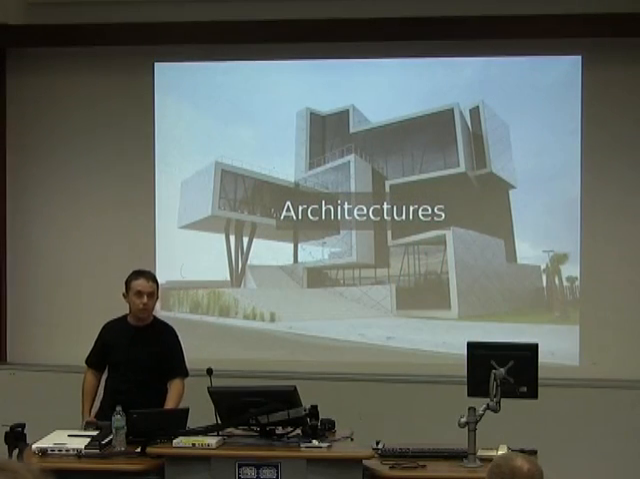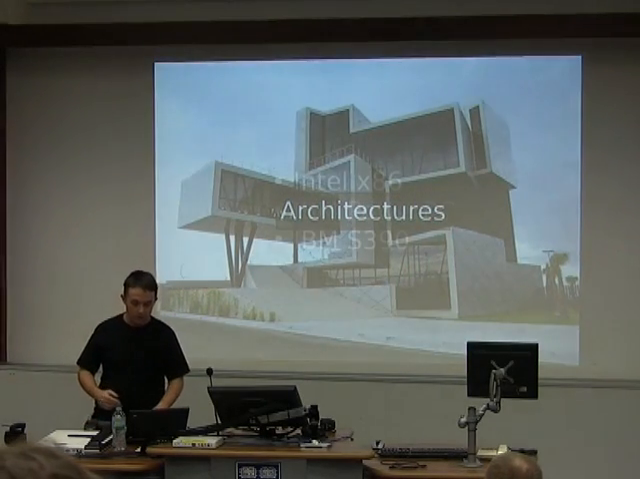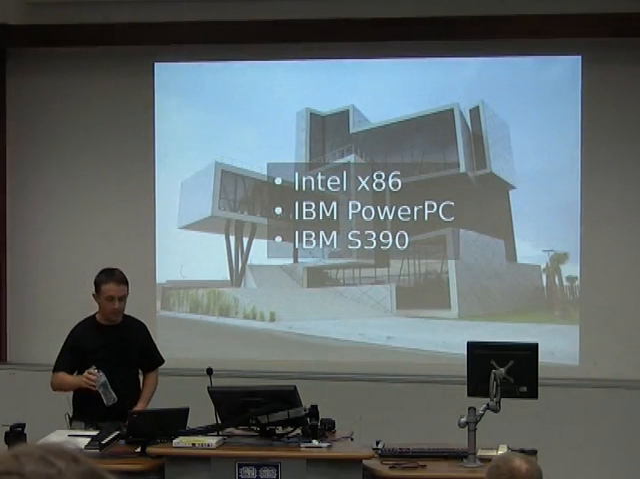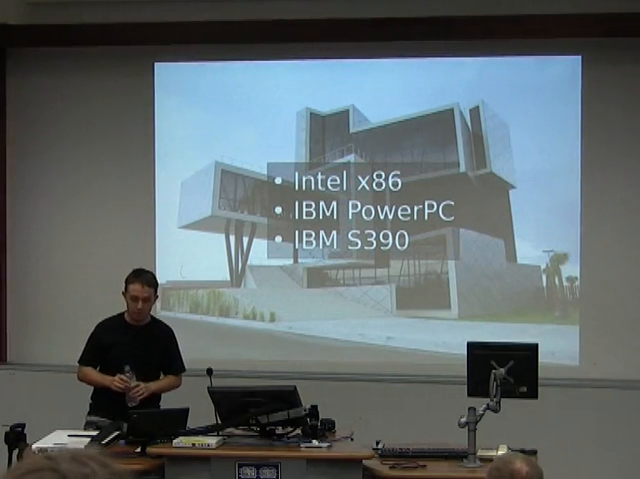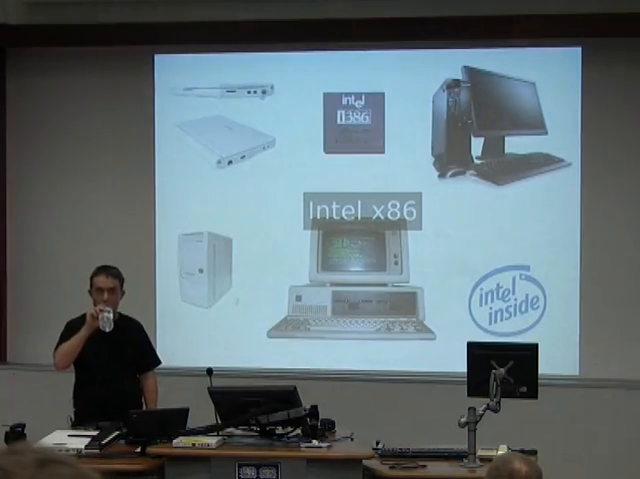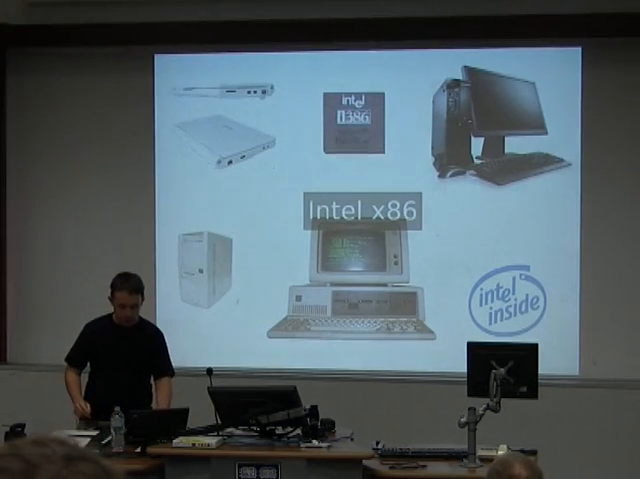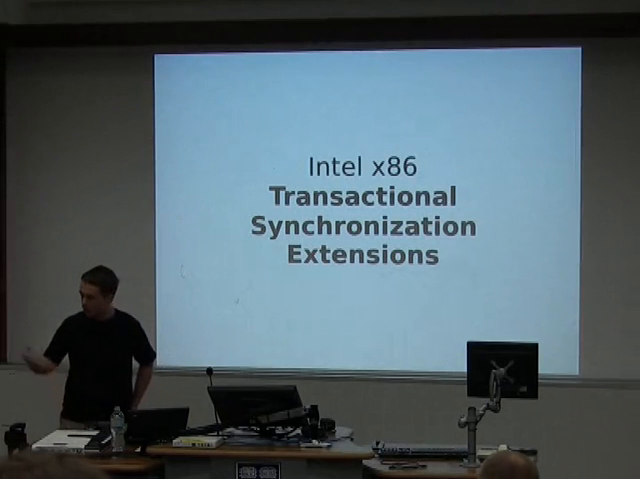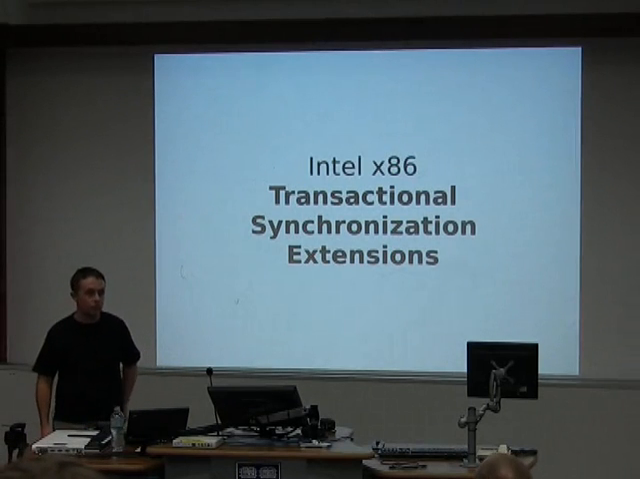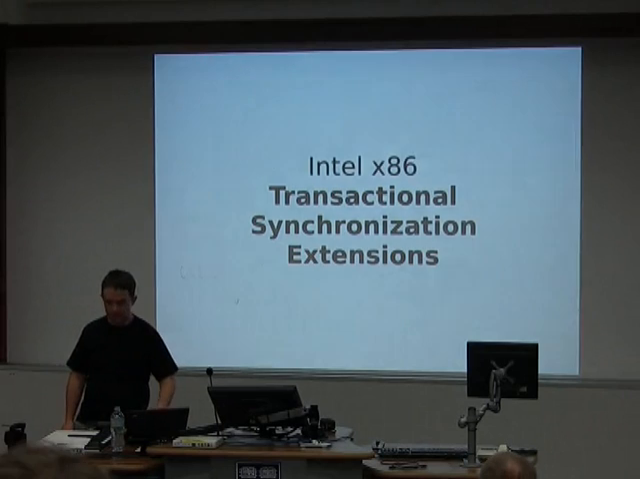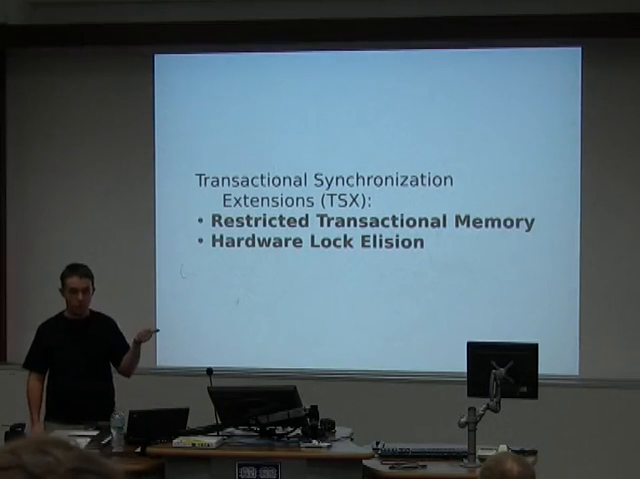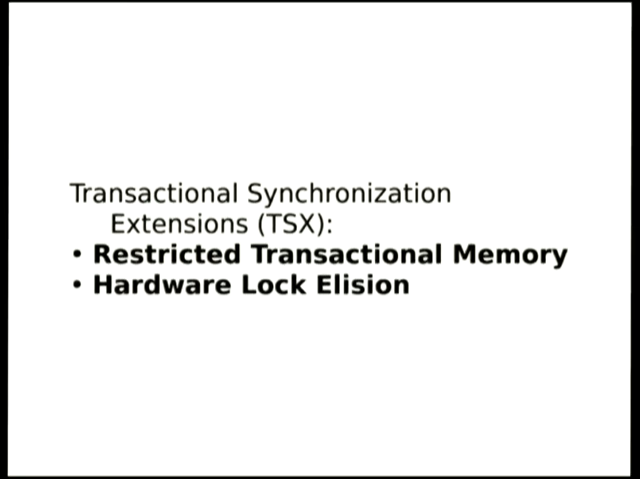So let's look at some of the architectures that we have at the moment. We have Intel's x86, IBM's Power, and IBM's S390. Intel in Haswell have introduced their transactional synchronization extensions, and this comes in 2 flavors, which is the restricted transactional memory, which I'll talk about immediately now, and hardware lock elision, which I'll talk about later on.